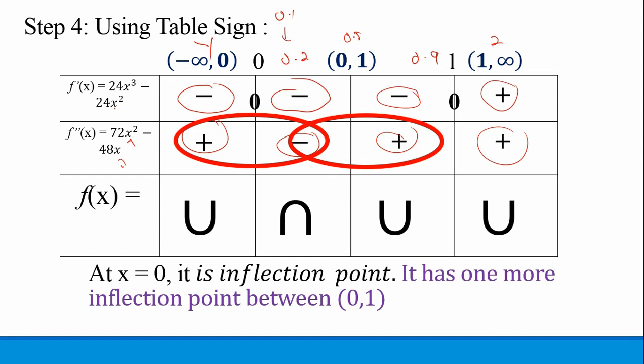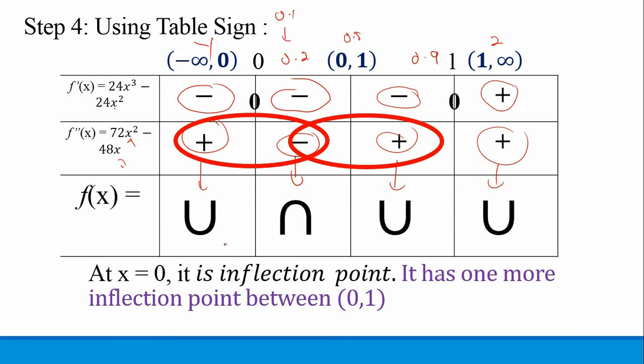Next, I use the second derivative. I want to show you that it is concave upward for positive, concave downward for negative, upward for positive, and upward again for the positive.